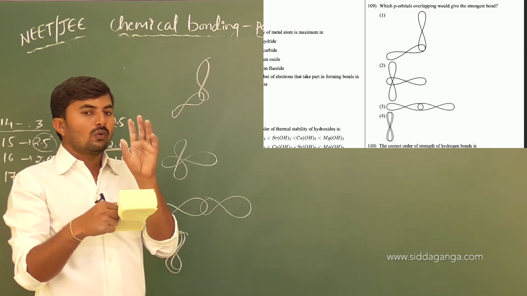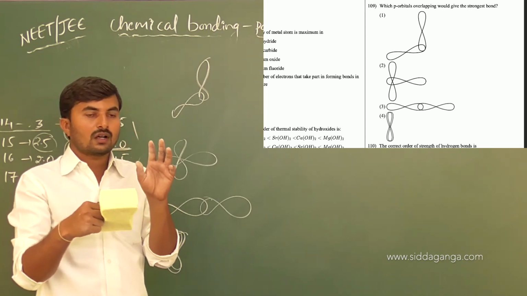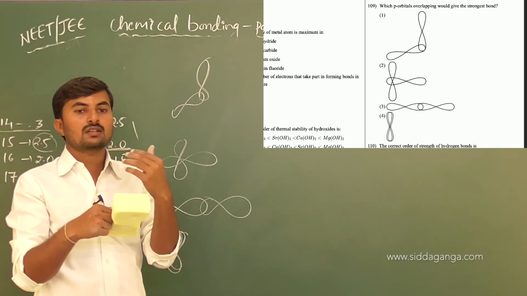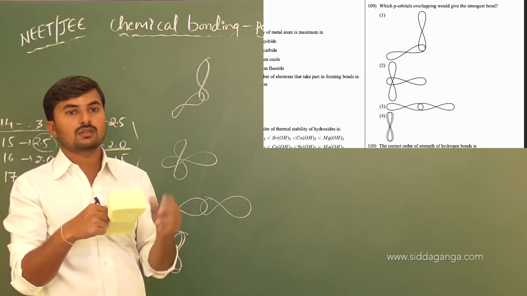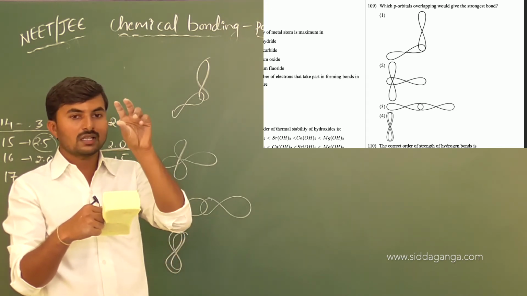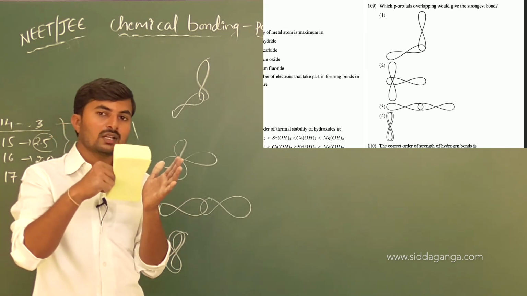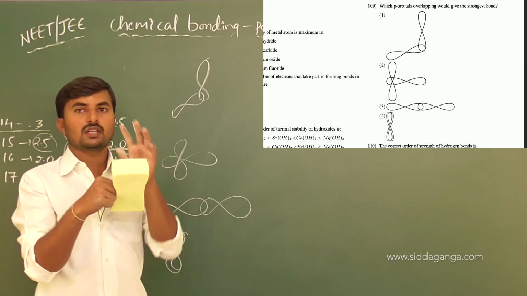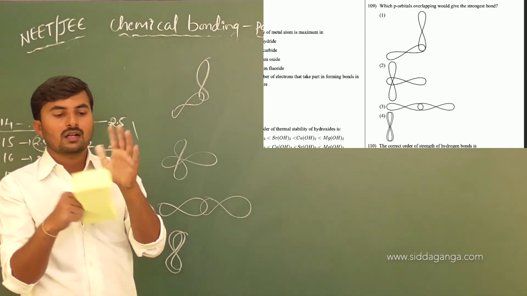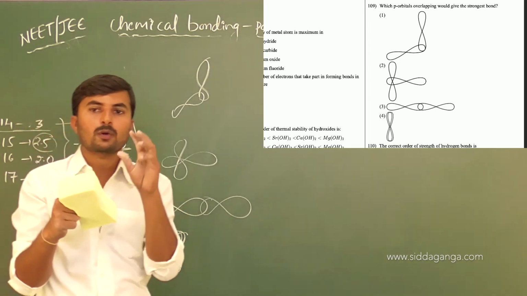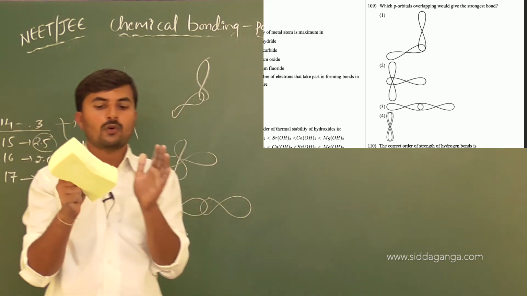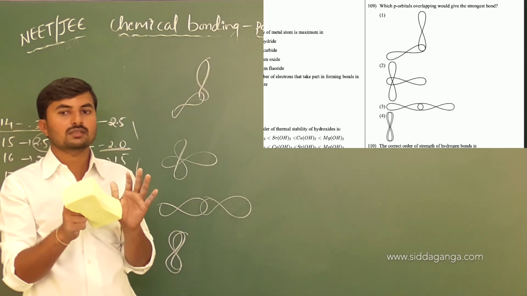So the nature of orbitals to get a stronger overlapping means those particular orbitals should orient in a proper direction. Okay, they should have proper symmetry. Only when there is proper symmetry between the combining orbitals will the bond formed be strong.